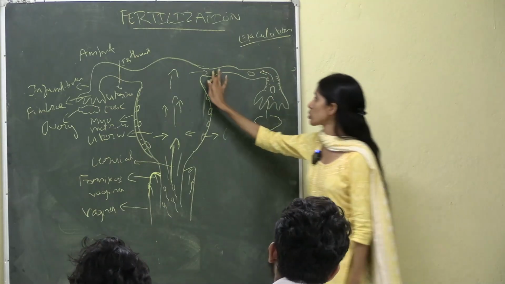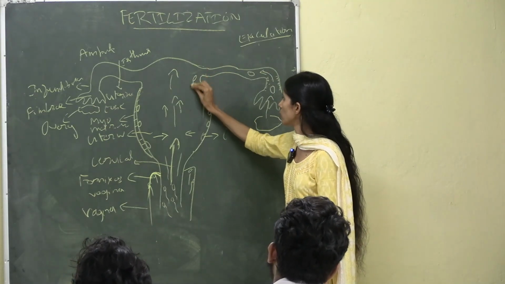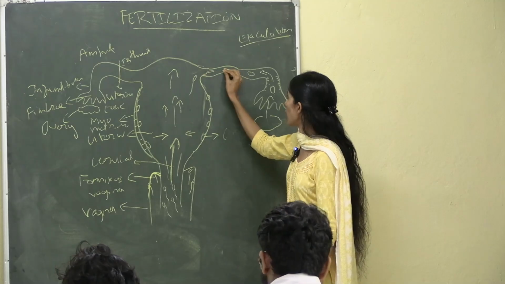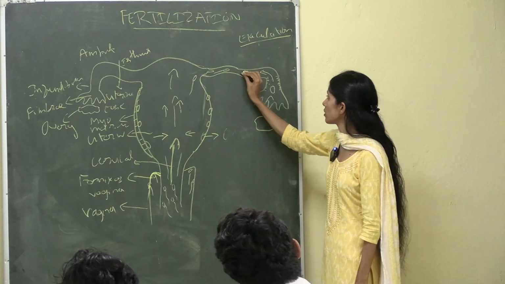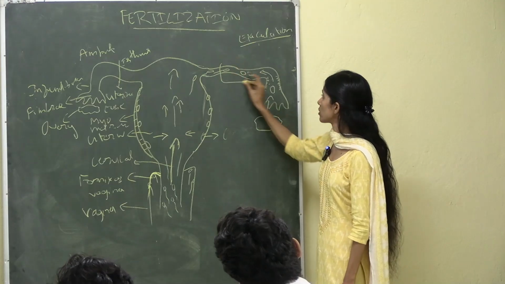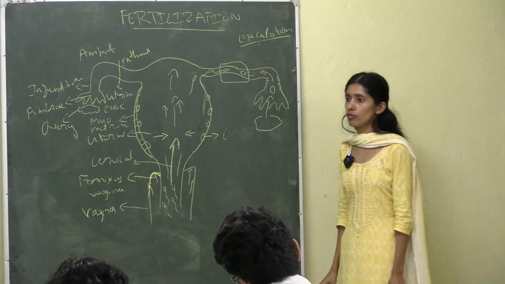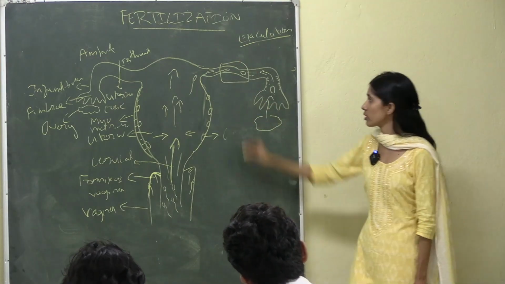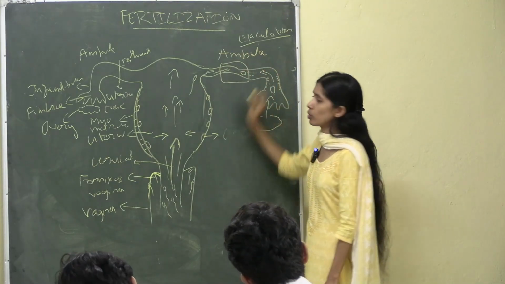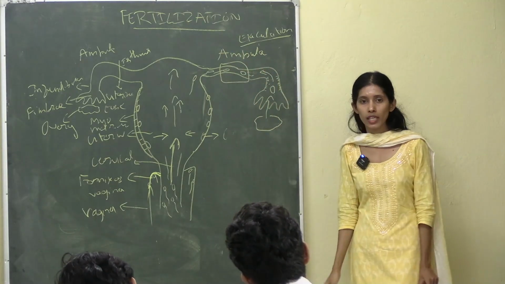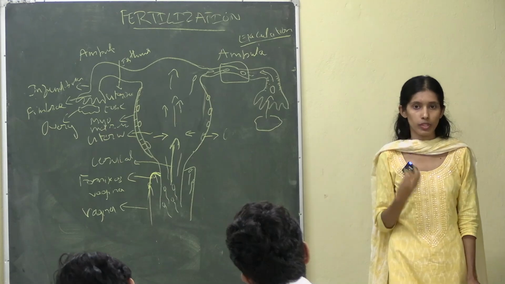By that time the sperm will also travel and reach the ampulla part. Here in the ampulla region the fusion will happen. This is the ampulla part. In the ampulla region, the fusion of male and female gametes will take place.